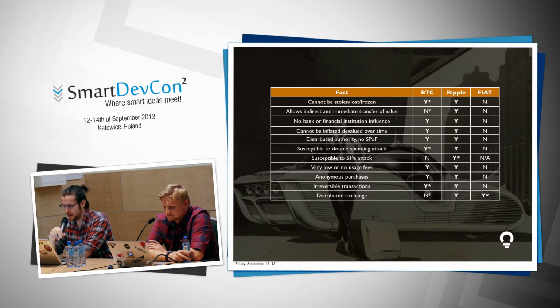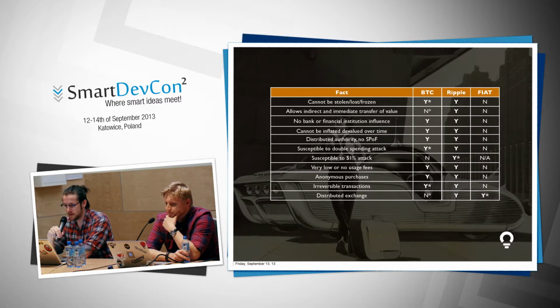Susceptible to double spending attack. Double spending attack is quite a complex technical thing, and BTC is susceptible in some ways. Ripple is actually not susceptible, but it also has some minor problems, because generally transactions are irreversible, and this is the principle. And in fiat, it turns out that you can schedule a transfer, go to a bank, show them some documents, and just reverse the transfer. It's possible right now.